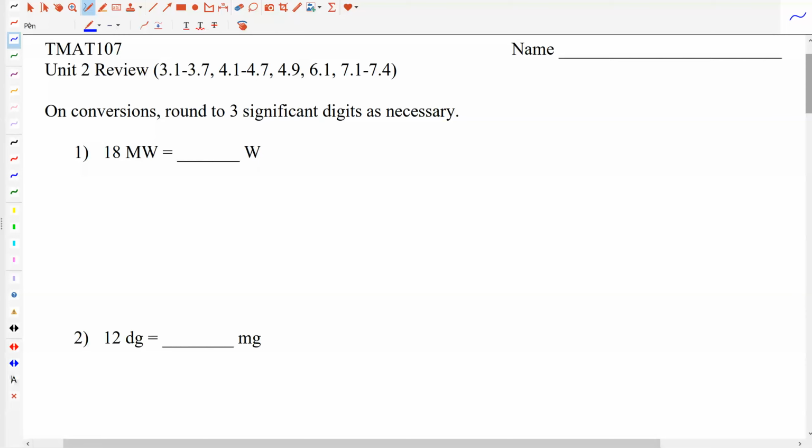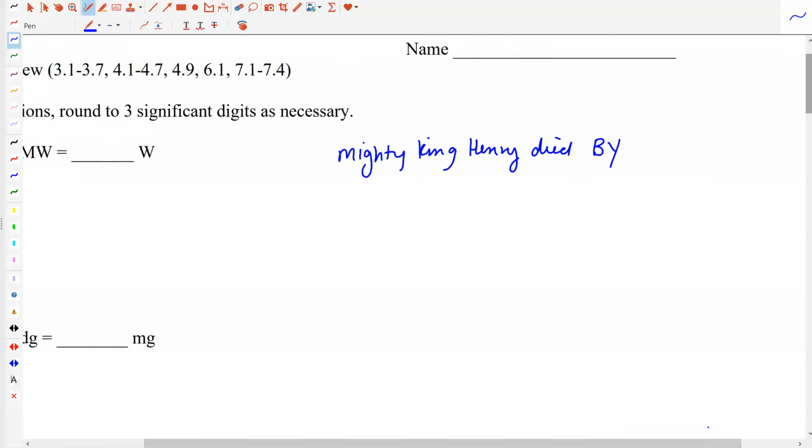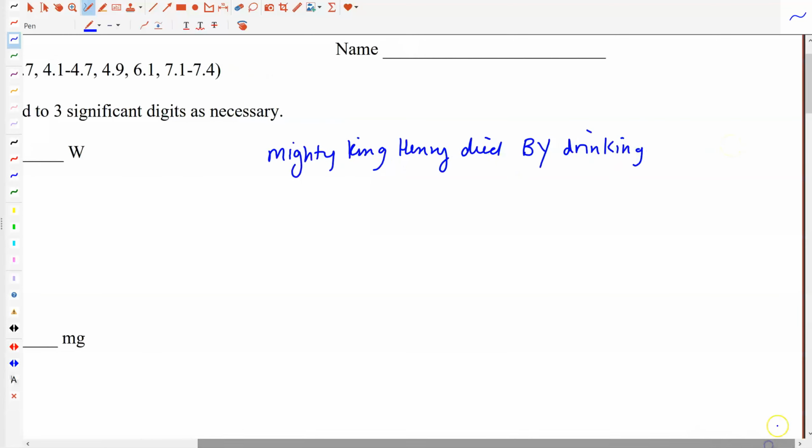There's a mnemonic device that can be used to help remember the prefixes, so I just want to review that really quick. In order to go up to mega, you have Mighty King Henry died by, and then this goes on to say drinking chocolate milk. But we don't really need this last part because we're already at mega and our base. Mighty King Henry died by drinking chocolate milk.